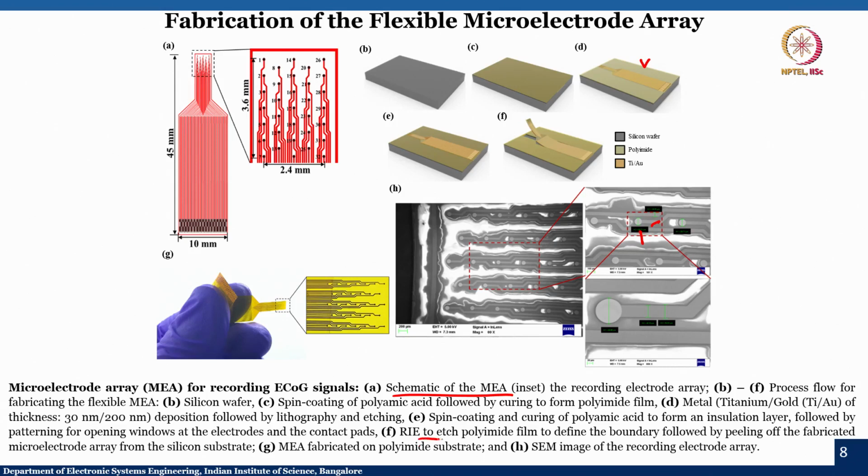Finally, you have RIE to etch the polyamide to define the boundary, followed by peeling off, right. So, you can use RIE, which is the right technique, but if you do not have it, do not worry about it, you can still go for slightly bigger dimensions and cut it with a blade. Now, G, where is G? Here, right. This G is nothing but the MEA fabricated on the polyamide substrate, and finally, H is the SEM image of the electrode array.